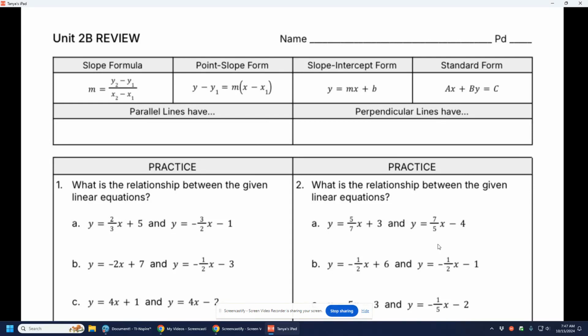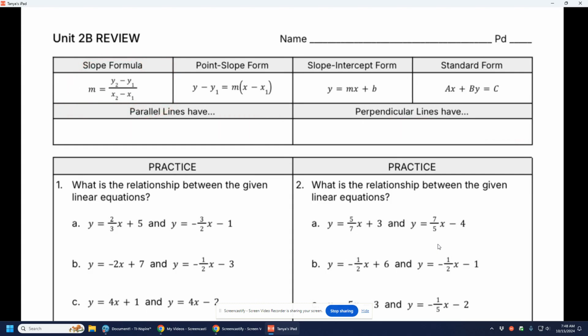Hey guys, tomorrow we will be taking a test over Unit 2B, which was all about the equations of parallel and perpendicular lines. So today we're going over our review. Up at the top of the review, I have all the forms of the line that you're going to need to know. So there we have our slope formula.